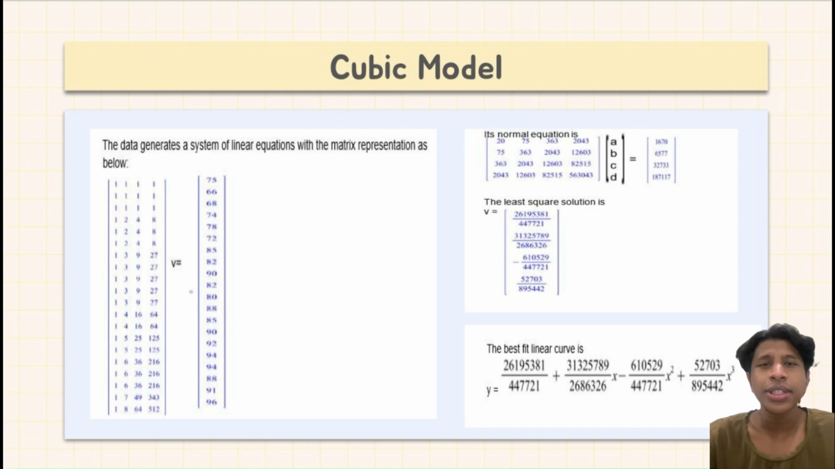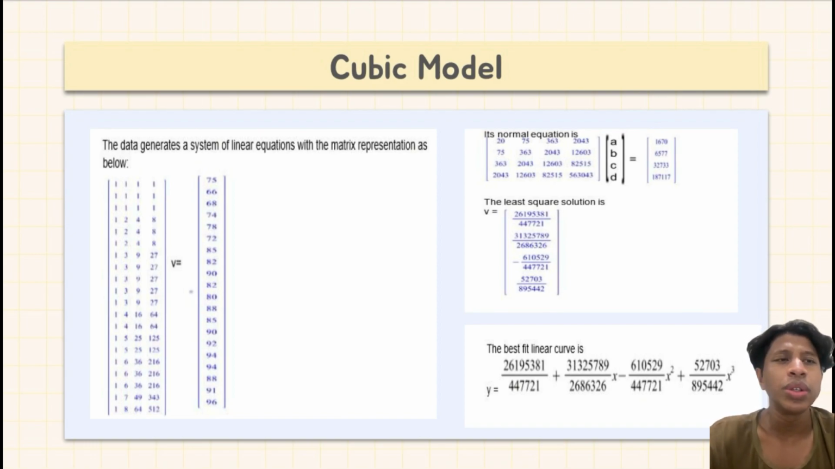Next we have the cubic model, that is x to the power of 3. The data generates a system of linear equations with the matrix representation as below. For the first column we have variable 1. For the second column, we have variable x. For the third column, we have x squared. And for the fourth column, we have x to the power of 3. So we can find the system of linear equations by finding the V. After finding the least square solution, we find the best fit curve.